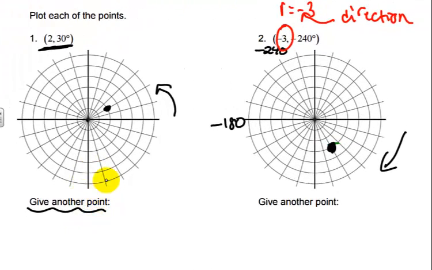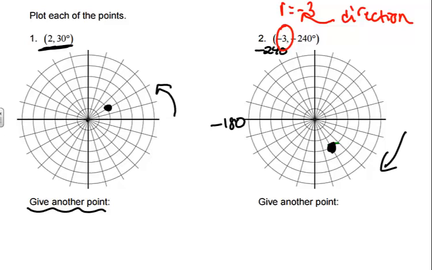Alright, I'm going to go back to the first one now. So I told you that this coordinate of r 2 and 30 degrees creates this point. Well, because we can rotate clockwise and counterclockwise, as I showed you in both examples, and now we can have a radius in a positive direction and a negative direction, we can actually give 3 other coordinates that will land us in the exact same spot. Now I want you to listen very carefully to this. Whoops, I just erased that.